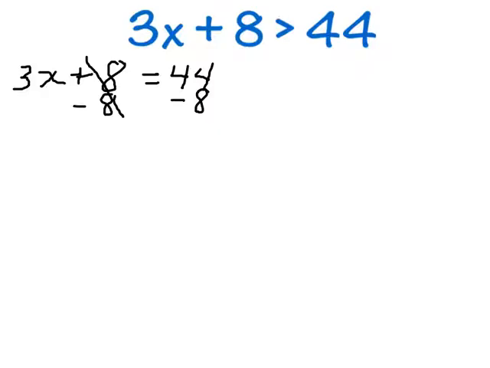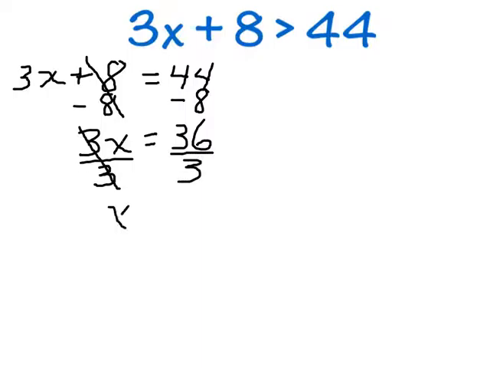These are opposite values. Adding 8 and taking away 8 removes that adding of 8, cancels it out. They have a value of 0, and I'm left with 3x. The remaining value on the right-hand side is 36. On the left-hand side, 3x. 3 is being multiplied by x. To cancel or undo that, I'm going to divide by 3. To maintain equality, divide both sides by 3. So x equals 12. This is the boundary point.